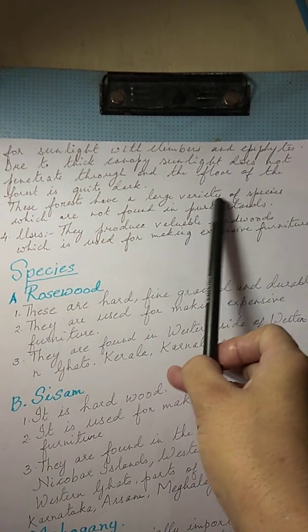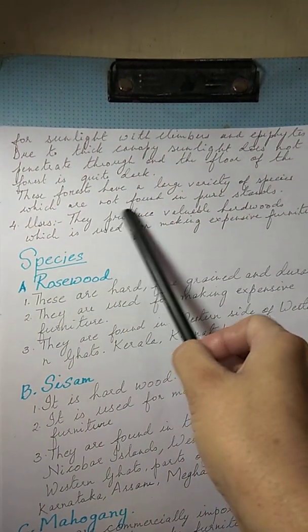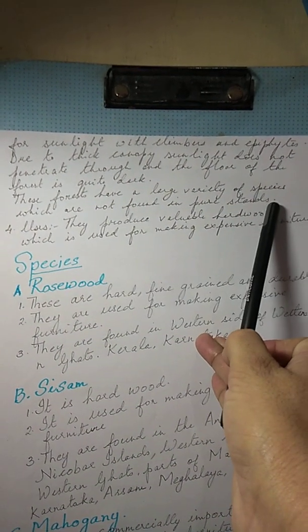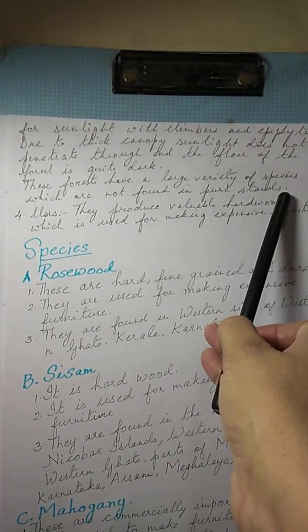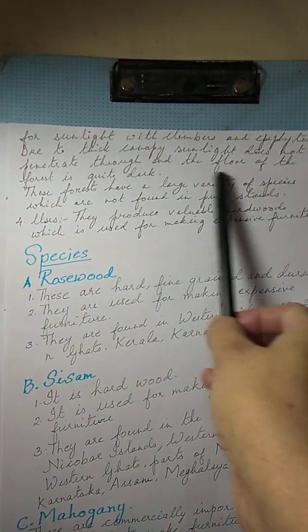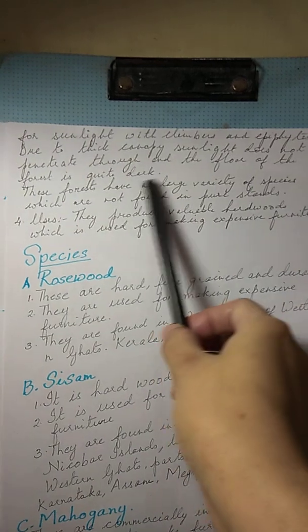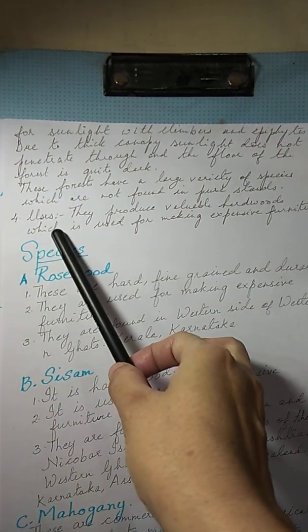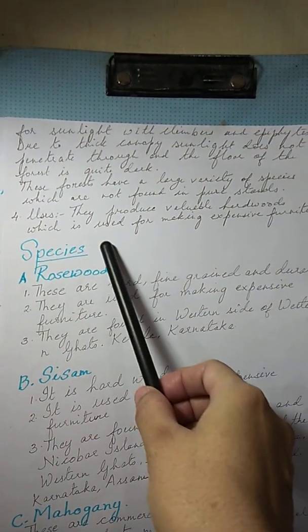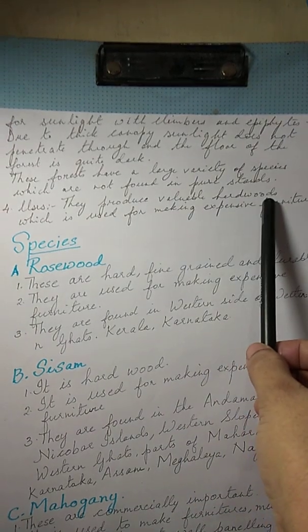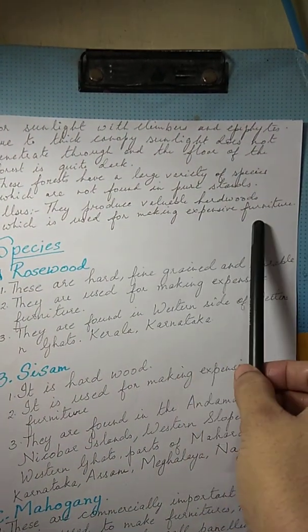These forests have a large variety of species which are not found in pure stands. It's a very, very important characteristic of the tropical evergreen forest. And what are the uses? The common use of tropical evergreen forest is they produce valuable hardwood which is used for making expensive furniture.